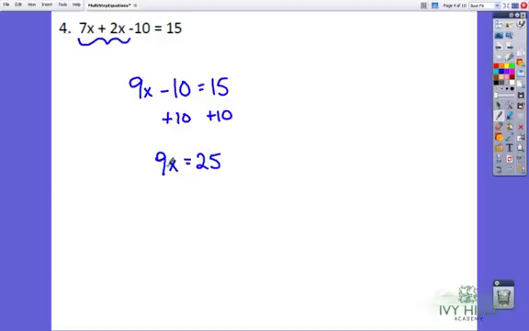At this point, I want to undo the multiplication in this equation, so I will divide both sides by 9. 9 does not go into 25 evenly, so we can write this a couple ways. We can write this as just leaving it as the fraction 25/9, or we could write it as 9 goes into 25 2 times with a remainder of 7, so we could write it as 2 7/9. Either one of those would be appropriate.